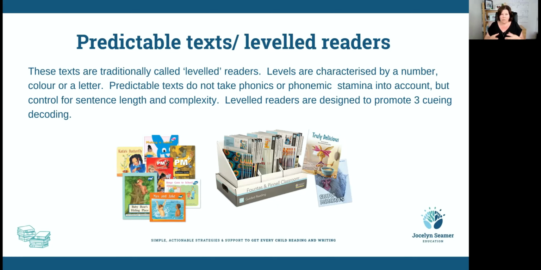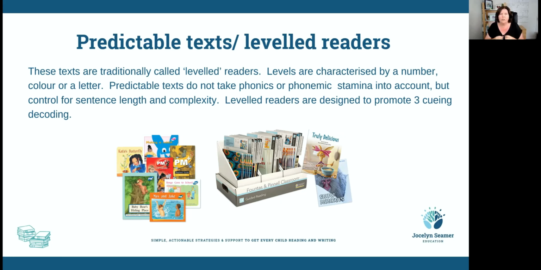How do they compare with predictable or leveled text? Well, we typically call these predictable texts leveled. They're leveled readers, and they're usually characterized by a color or a letter or a number. Now, they don't take phonics and phonemic stamina into account. They are more leveled for the complexity of sentences, the length of the text, and some vocabulary. They are designed to promote 3Qing.